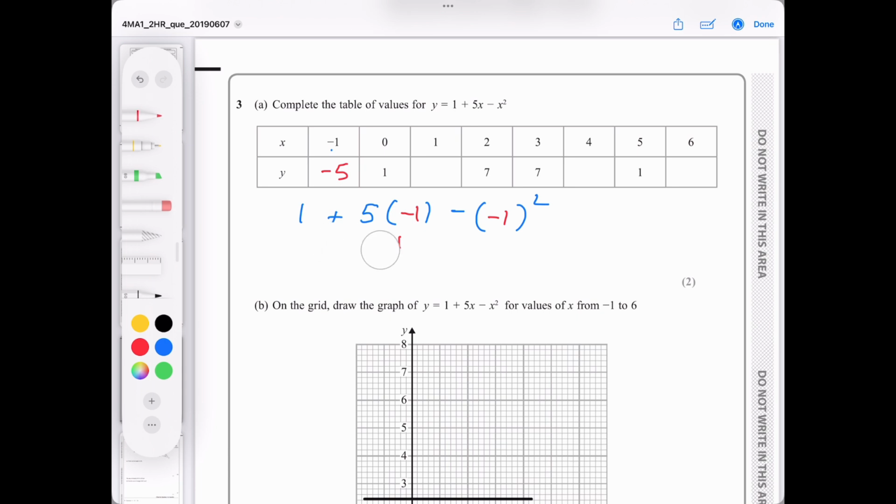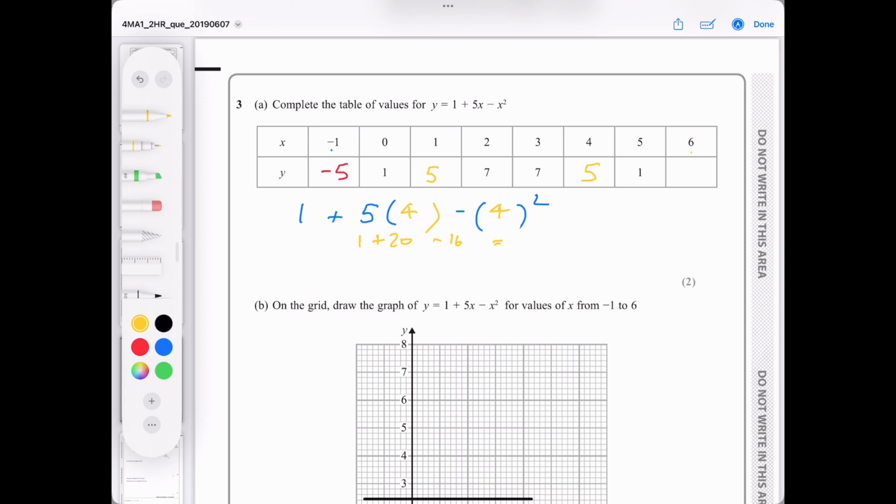Okay, take that away, otherwise we're going to run out of space. And let's do another one. So that would be 0, so that is 1. That's 1 plus 5 is 6, minus 1 is 5. And then it's 7, 7. I'm assuming it's going to be 4, but let's have a little look. So that would be 1 plus 20 minus 16 equals 21 minus 16 is 5.